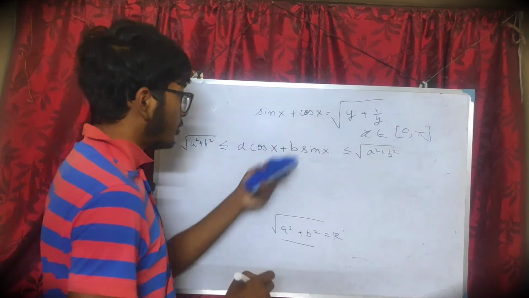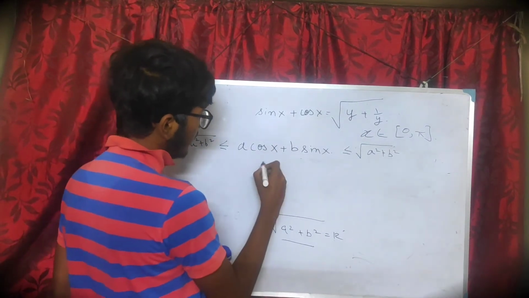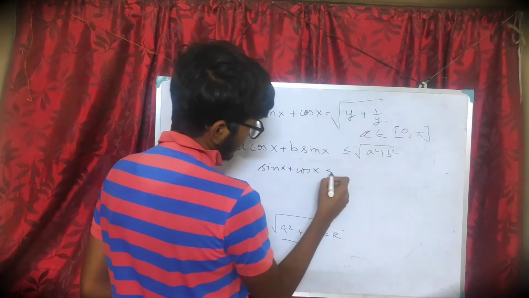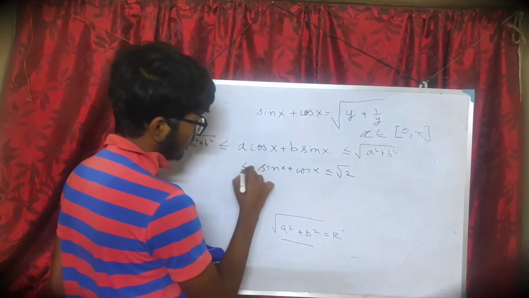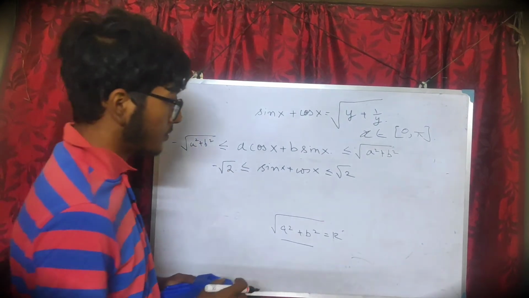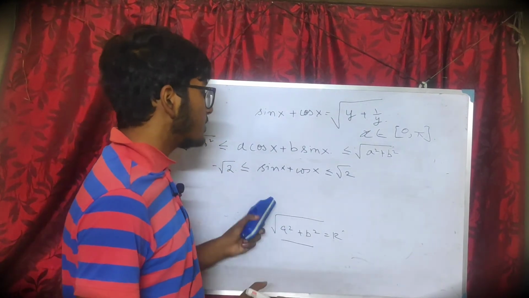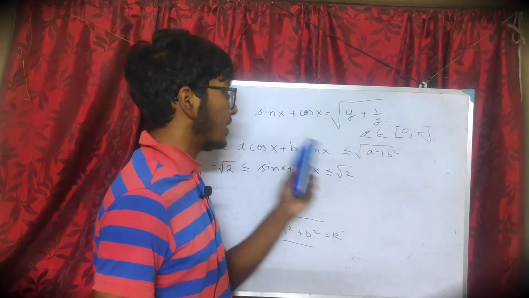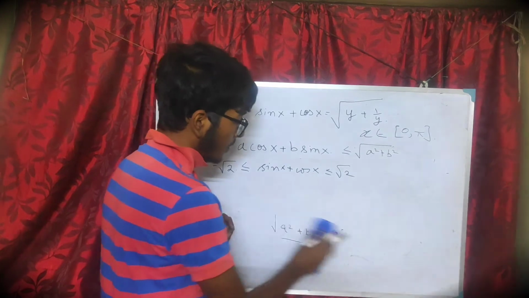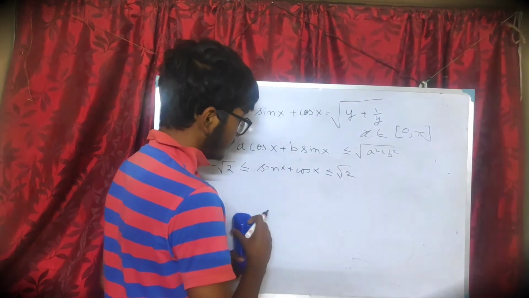So if a is equal to b is equal to 1, sin x plus cos x is basically between root 2 and minus root 2. So just keep this in mind, and let's go ahead in the question. So this is basically the LHS. What about the RHS?